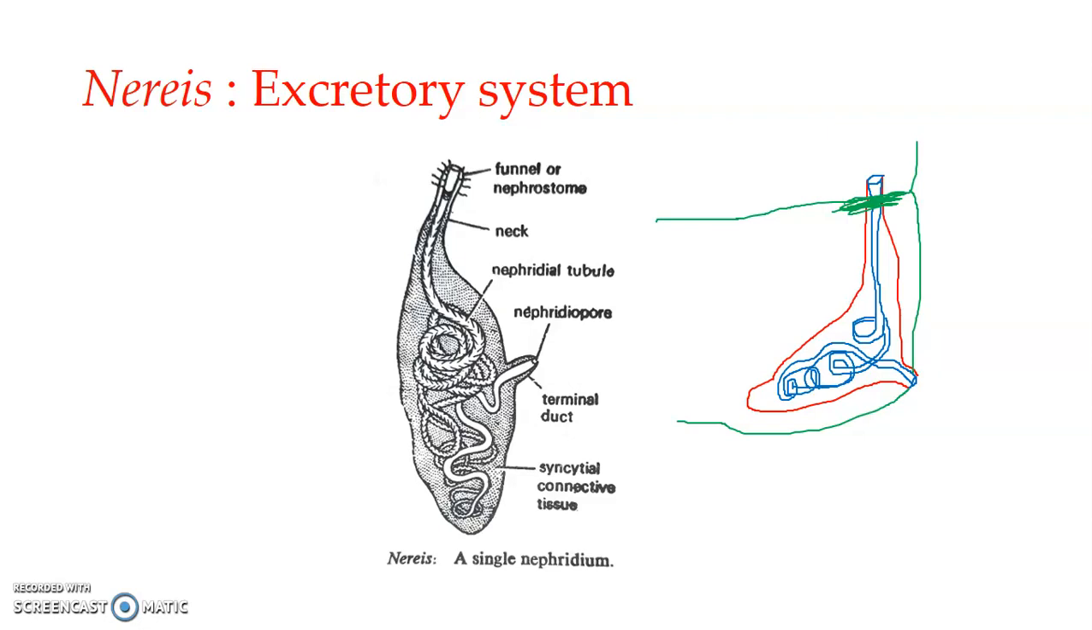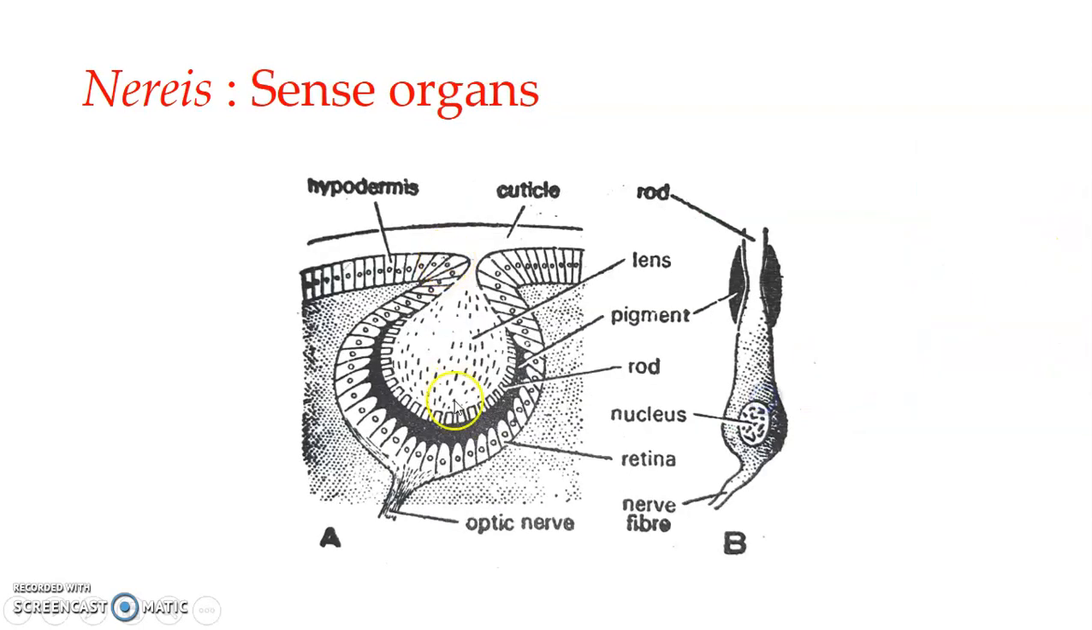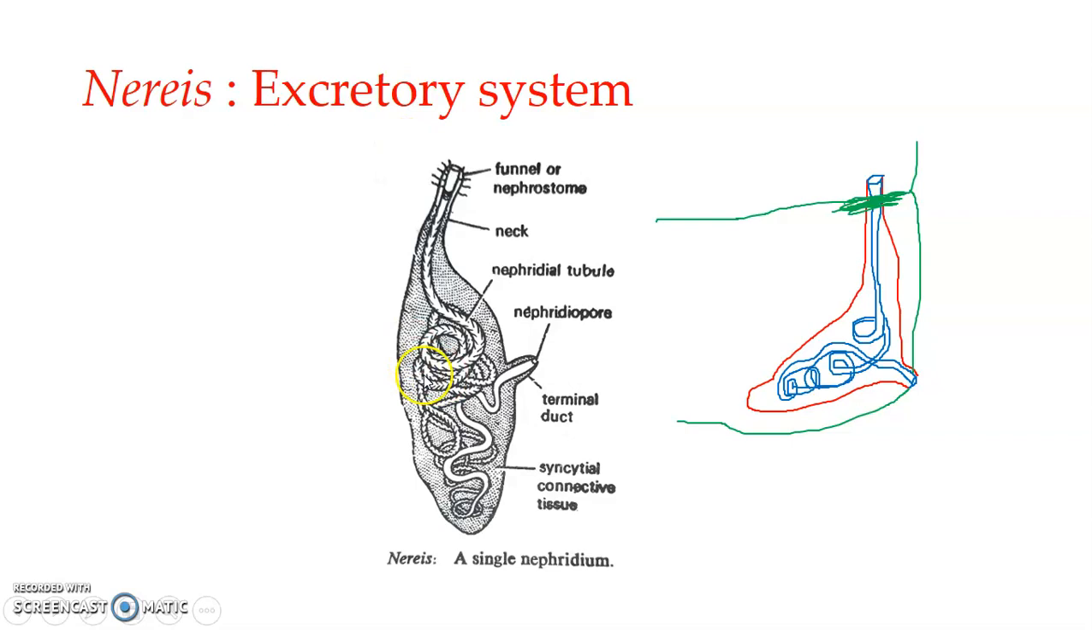Excretion in the case of Nereis is brought about by the structure known as nephridia. This picture shows a single nephridium of the Nereis. Usually, one pair of nephridia is found in each segment except for a few anterior and a few posterior ones. So in most of the trunk segments, they have a pair of nephridia.